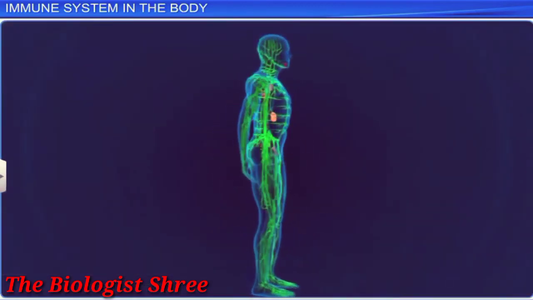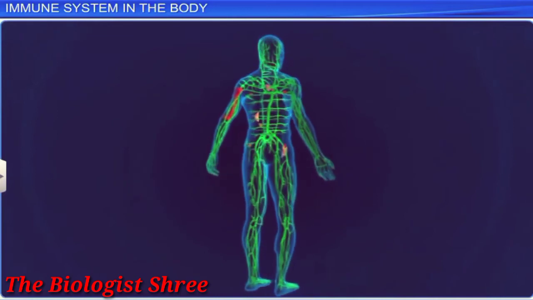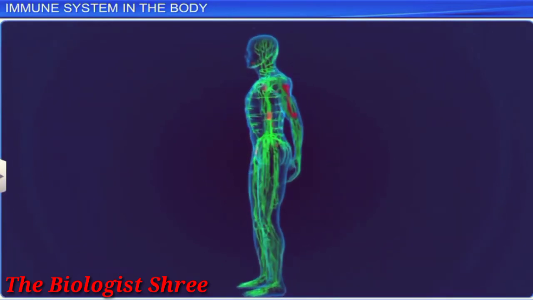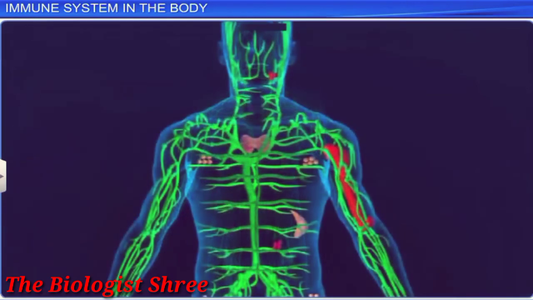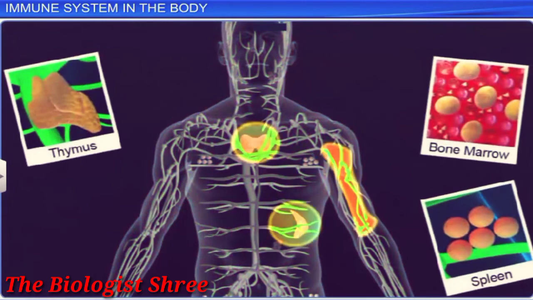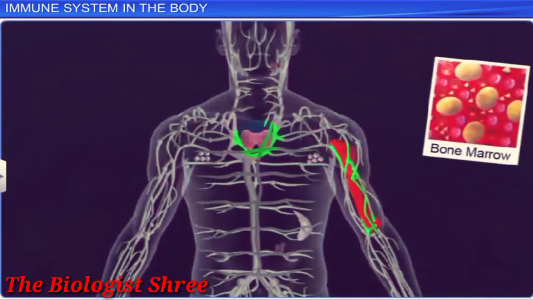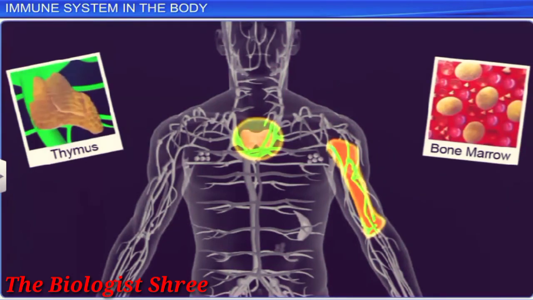The human immune system consists of lymphoid organs, lymph nodes, and lymph cells called lymphocytes. The lymphoid organs are where lymphocytes originate, mature, and proliferate. Lymphoid organs can be classified as primary lymphoid organs and secondary lymphoid organs. Bone marrow and the thymus are two primary lymphoid organs.